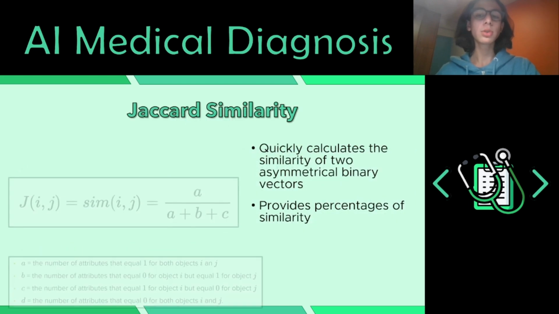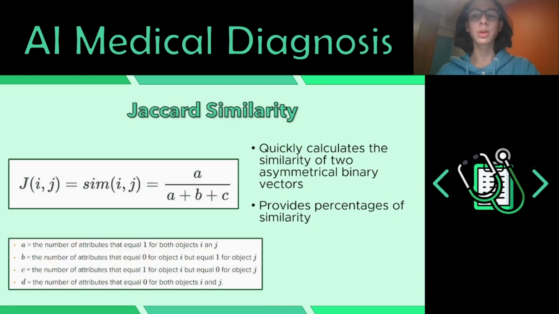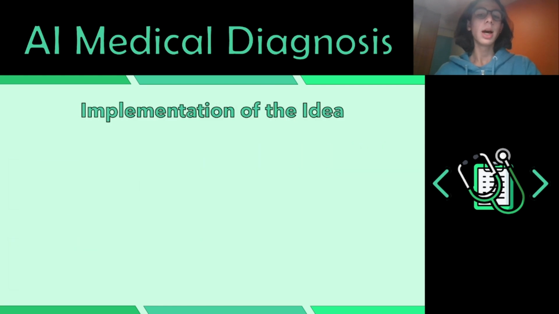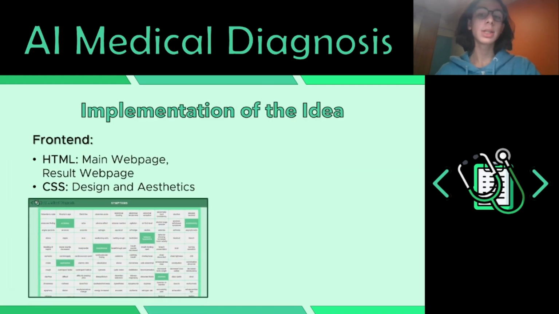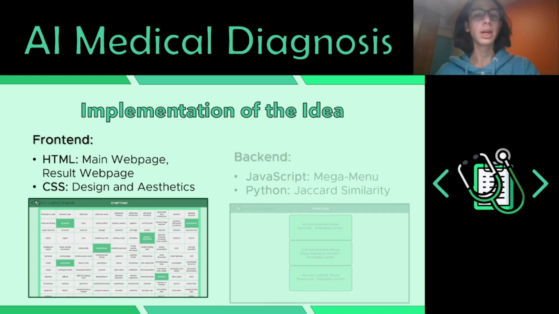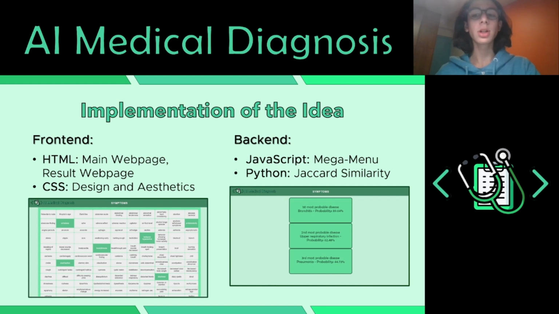The functionality of my project is based on the Jaccard similarity algorithm, which can quickly compare asymmetric binary vectors using this formula and provide the user with the percentage of similarity between the vectors. In this way, we can easily sort the percentages and determine the most similar disease. I utilized HTML and CSS to design and create the main and the result pages that constitute the user interface. I also used JavaScript to create a functional mega menu and Python to code the Jaccard similarity algorithm that determines the most probable diseases a patient might suffer from.